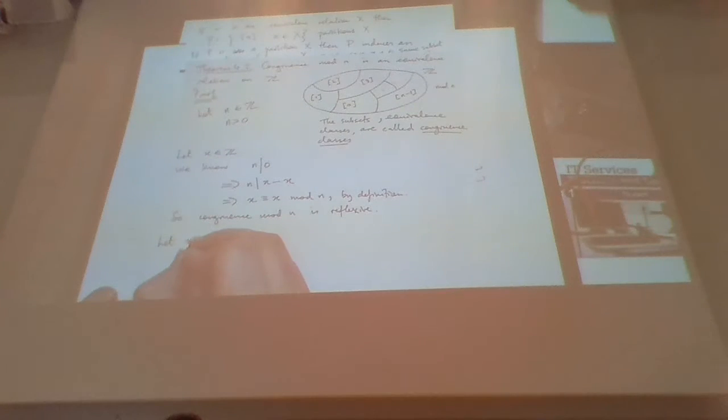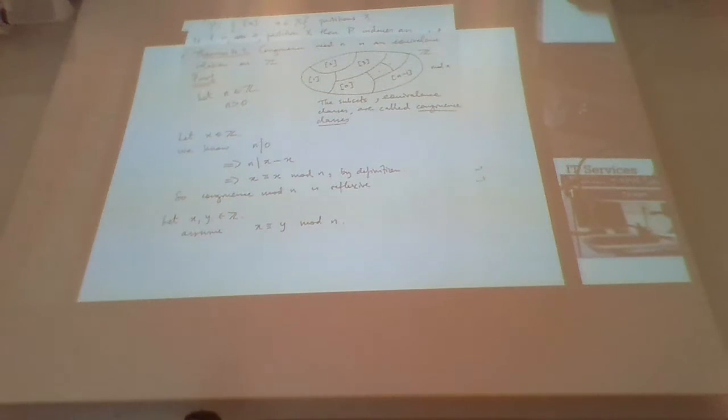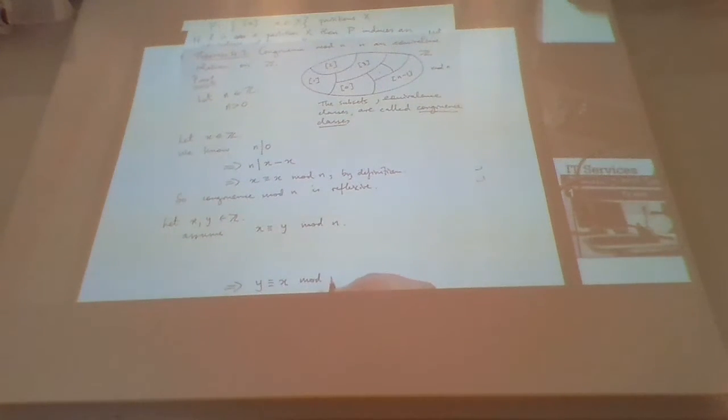Secondly, if we let two integers x and y be in Z, and we assume that x is congruent to y mod n. Okay, now we're trying to prove symmetry. So we're trying to conclude that y is congruent to x mod n. Okay, but the way we define congruence does make a difference. What's the element on the left and the element on the right. The way we defined congruence was that n divided the difference x minus y.